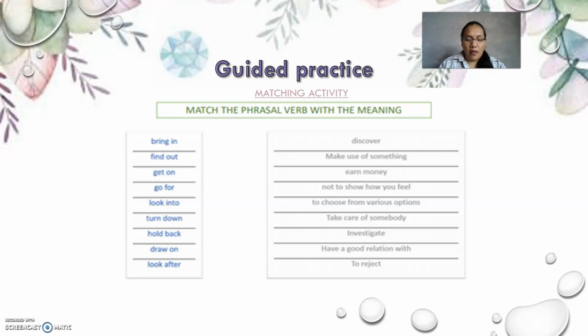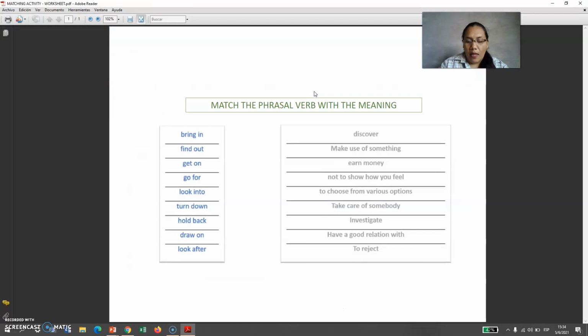Guided practice. In guided practice, students will work in pairs and they will receive a link to Educaplay. They need to work on a matching activity. After they finish the activity, the teacher will review the exercise and correct the mistakes or reinforce the knowledge.